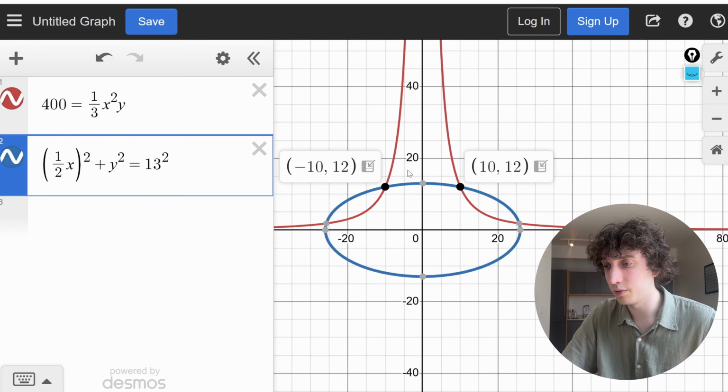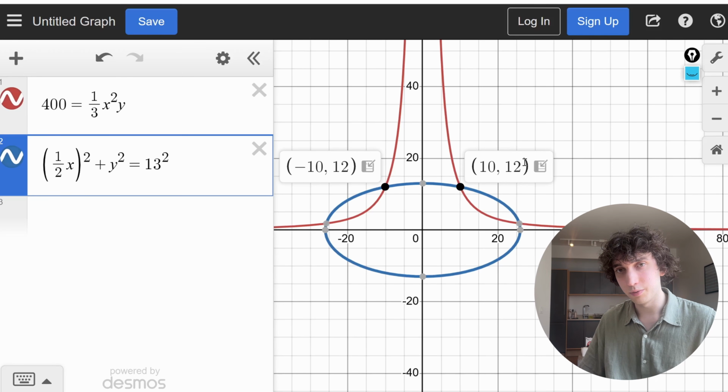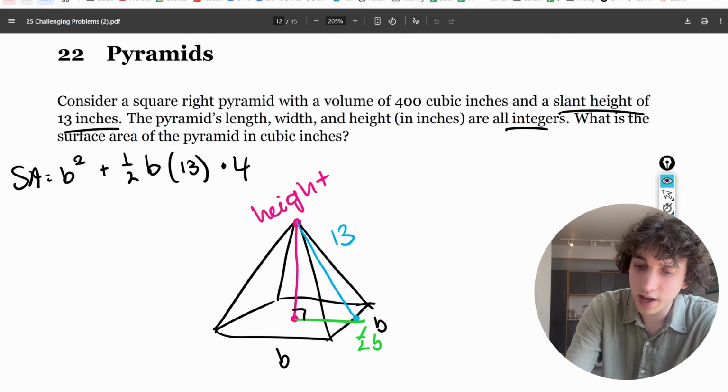So we have negative 10, 12, and 10 and 12. Hopefully you guys know which one's the correct one. It would be 10 and 12. Why? My base cannot be negative 10 inches long. That's just not a valid unit of measurement. And so now we have a base of 10.